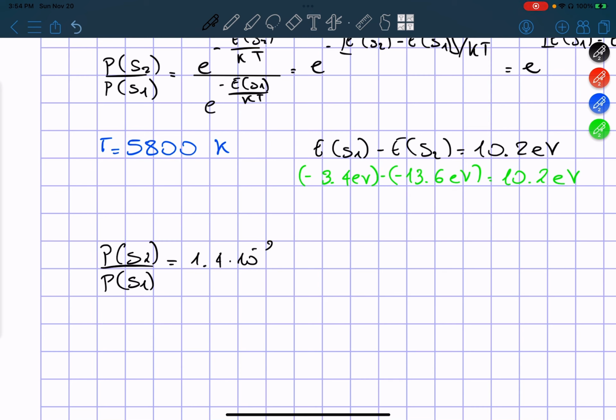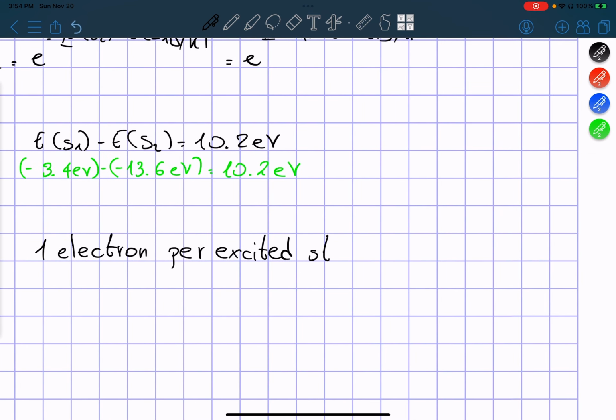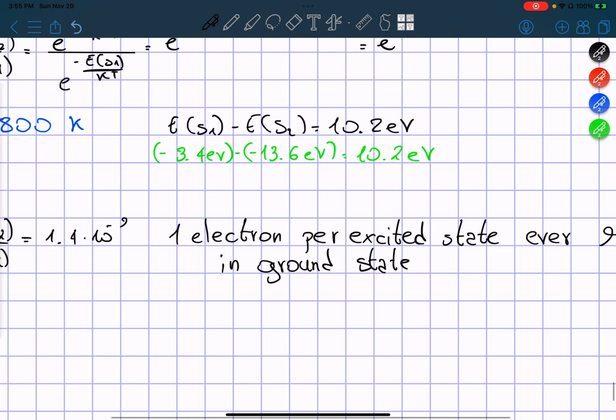So we know that there is about one electron per excited state every 9 billion in the ground state. Actually, of course, 1.4.